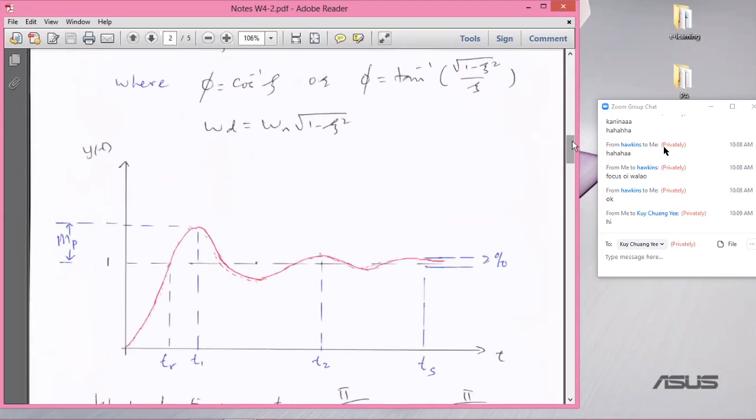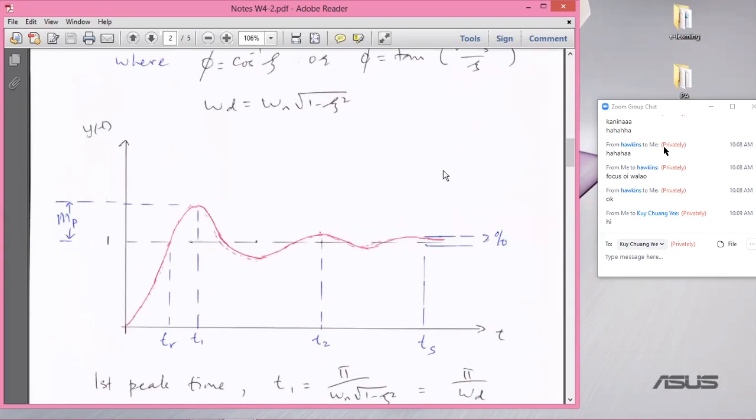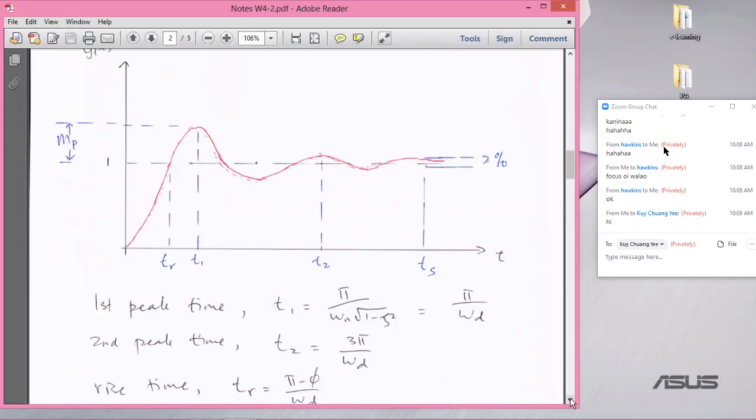So in general, when zeta is less than 1, you're going to have some form of oscillation, and the whole thing here is multiplied by some exponential function. So for the details of the response, you can compute the rise time. Tr here is called the rise time, the first time it hits the final value. T1 here is known as the first peak time. T2 is the second peak time, and Ts is known as the settling time.